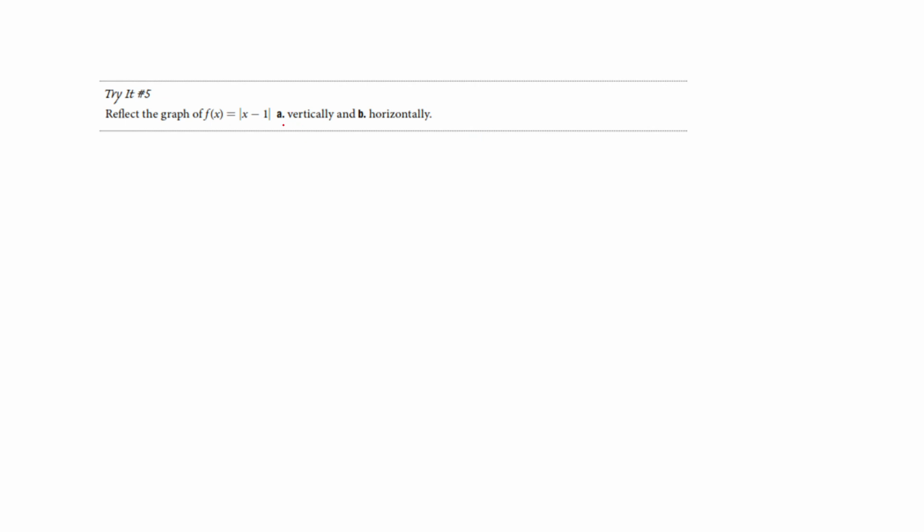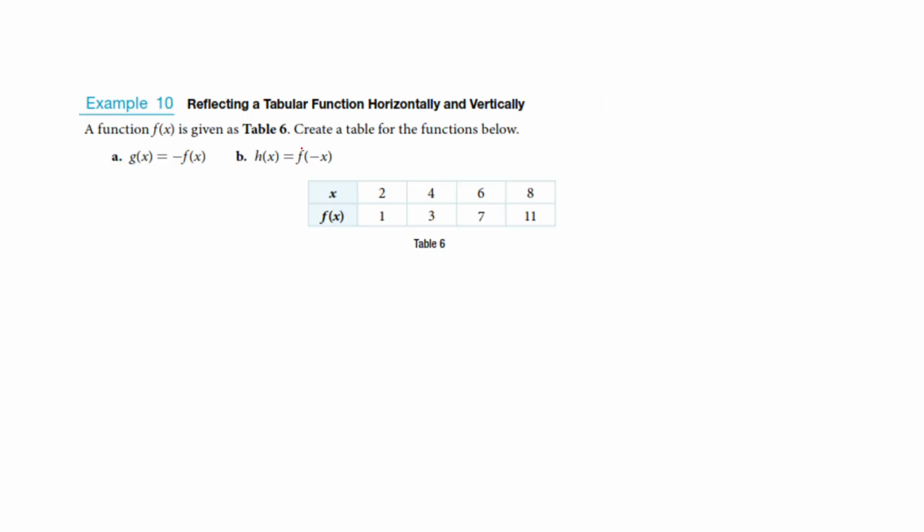All right, so if we want to do this vertically, all we have to do is put a minus sign in front of the whole function. That will take whatever you got out of the function and make all those y values negatives, and it will flip it vertically.